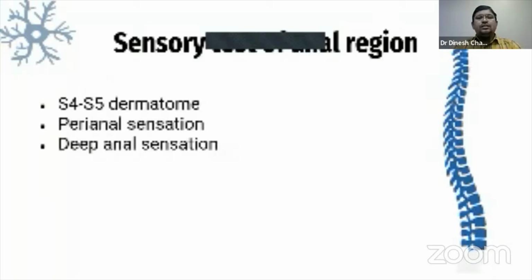Okay. So for the sensory assessment of the anal region, S4 and S5 dermatome, you have to take the perianal sensation and deep anal sensation. So we come to know whether it is preserved or not. Take precaution, take the privacy of the patient, and take consent of the patient when we expose the part.